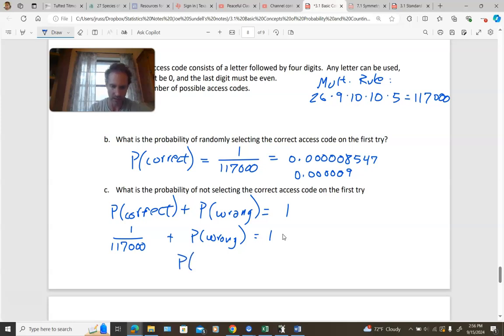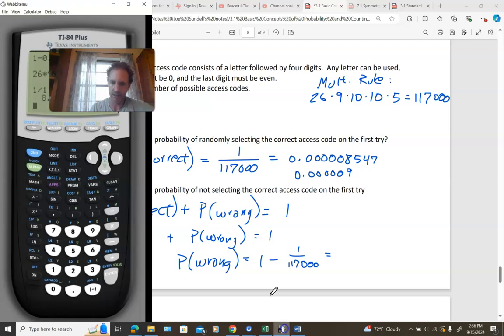So the probability of being wrong or not selecting the correct access code in your first try is going to be 1 minus 1 over 117,000. All right. Guys, I could just subtract this from 1, and in fact, I already got this number in the calculator, so I can just say 1 minus, and to tell the calculator to use this previous value, you go to second and the negative key, because see that answer up there? To plug in that previous number.